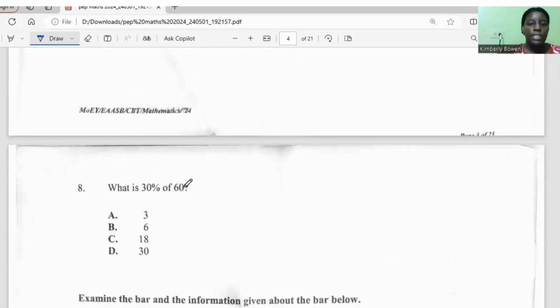What is 30% of 60? And we say the first digit of a 2-digit number is 10%. So 10% of 60 is 6, and we can say 3 times 6 is 18. So 30% of 60 is 18.